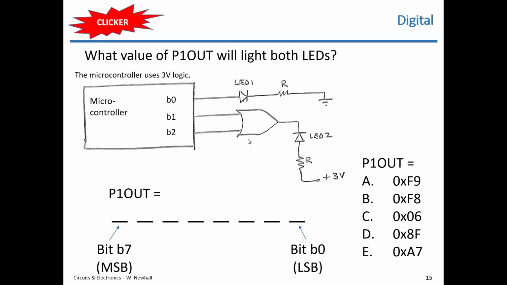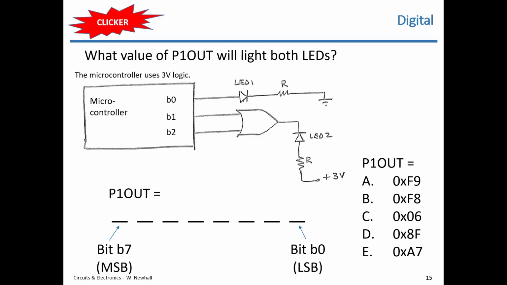Someone asks, do we know if the LED is on or off? What's the value of P1 out when both LEDs are lit up? So both of these LEDs are on. Bit 0 is here. Bit 1 is here. Bit 2 is here. Bit 3 is here. And this is bit 7. Bits 3 through 7 don't matter. So figure out if you were to program into the microcontroller a byte, hex F9 or hex F8 or hex 06 or hex 8F, which one of those would light up both LEDs?